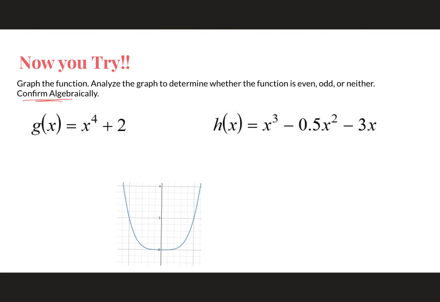My first one looks like it's symmetric with respect to the y-axis. So I will suspect it should be an even function. So the test for that is to input a negative x into the function and see if you get an equivalent expression. So whenever you take the fourth power of a negative number, it's going to produce a positive. So this will be equivalent. So yes, even function is correct.